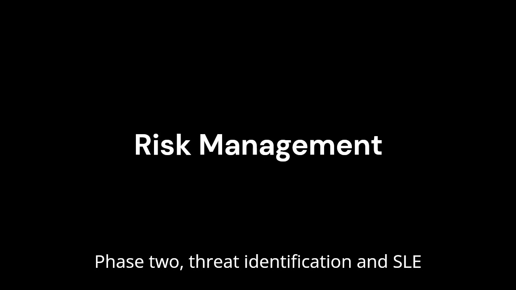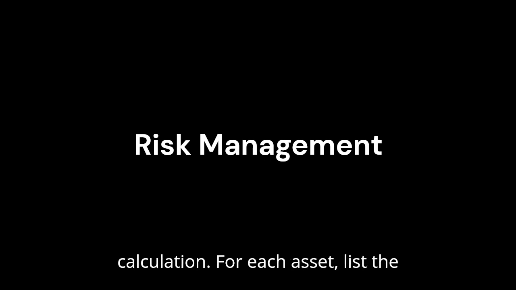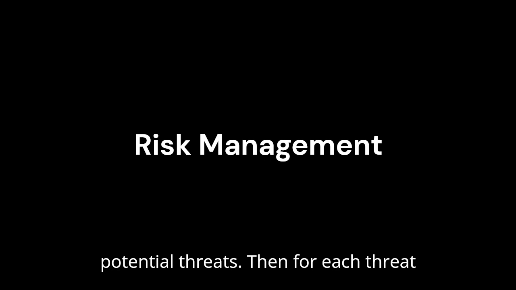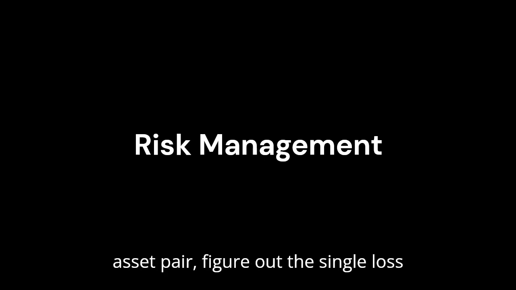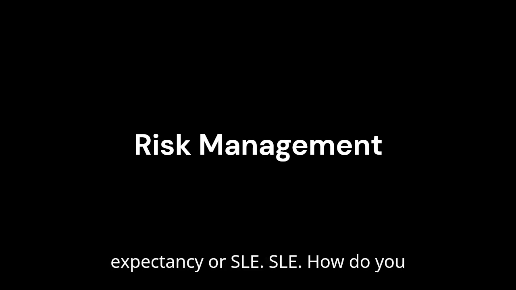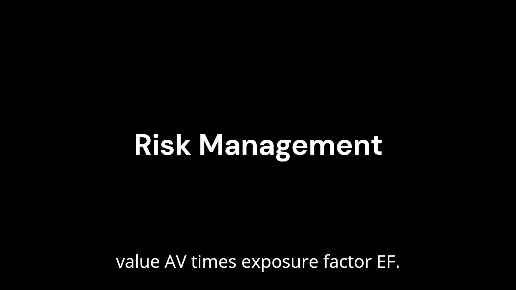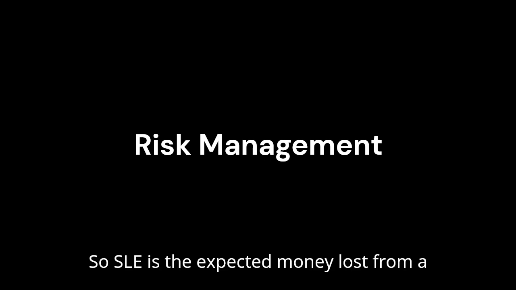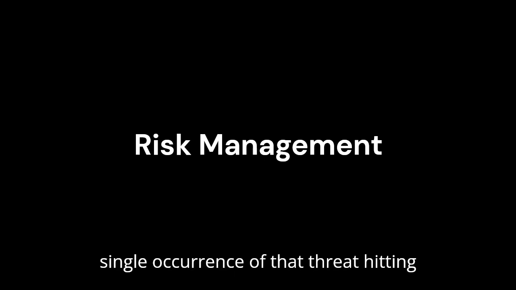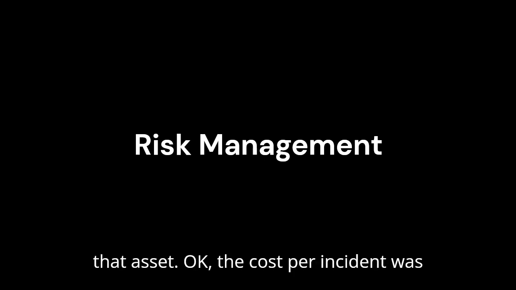Phase 2, threat identification and SLE calculation. For each asset, list the potential threats. Then, for each threat-asset pair, figure out the single loss expectancy, or SLE. SLE. How do you get that? You first estimate the exposure factor, EF, that percentage loss we discussed. Then, SLE equals asset value, AV, times exposure factor, EF. So SLE is the expected money lost from a single occurrence of that threat hitting that asset. Okay, the cost per incident.